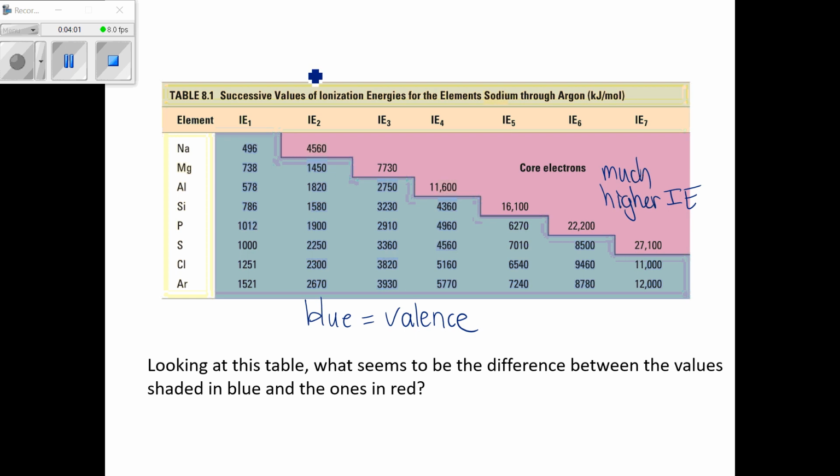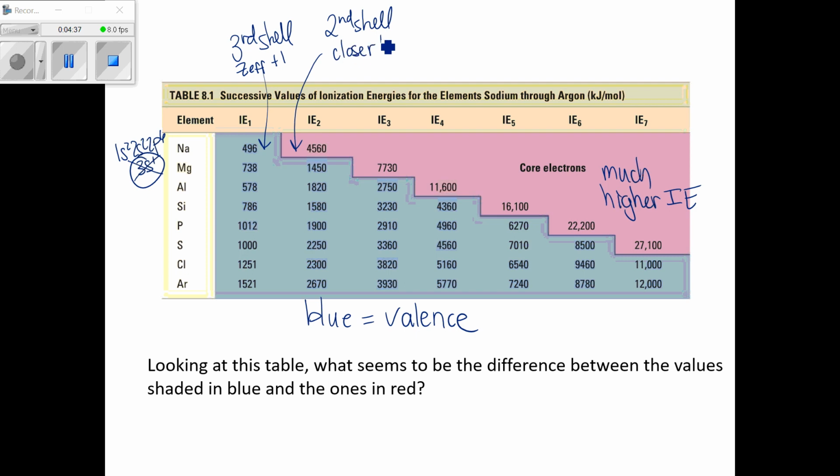Let's look at sodium right here. Its valence electron is currently in the third shell. It's experiencing an effective nuclear charge of +1. Remember, sodium is 1s2, 2s2, 2p6, 3s1. Here's its valence electron right here in the third shell. Once it loses that valence electron, if it's going to lose a second electron, it's now coming from the second shell, so now it's coming from the 2p.